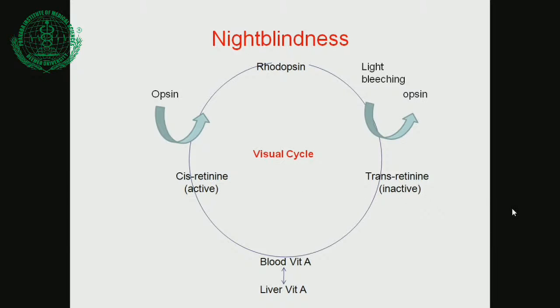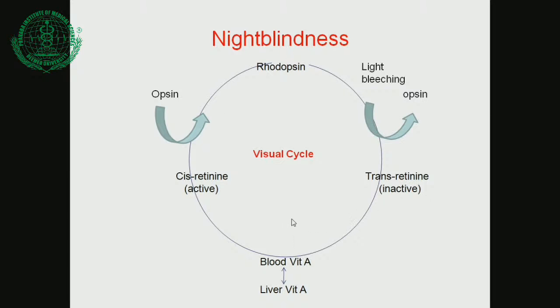Okay, but now we know that this problem is there, so we have to supply. A continuous supply of vitamin A is required. So we should have an adequate amount of vitamin A to provide a continuous supply of the active form of vitamin A for vision.